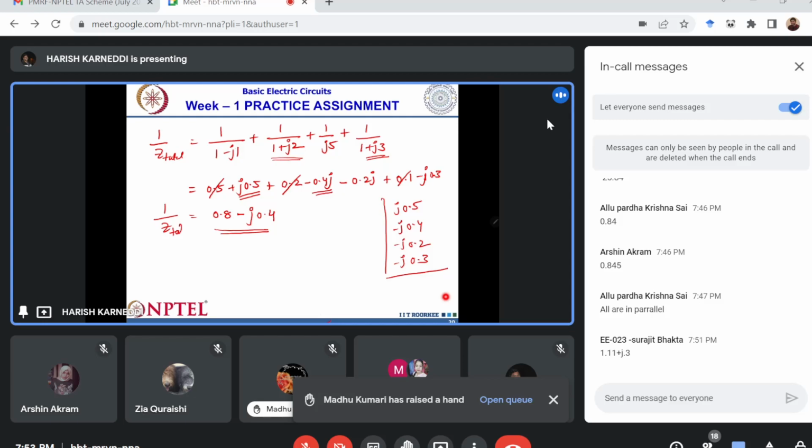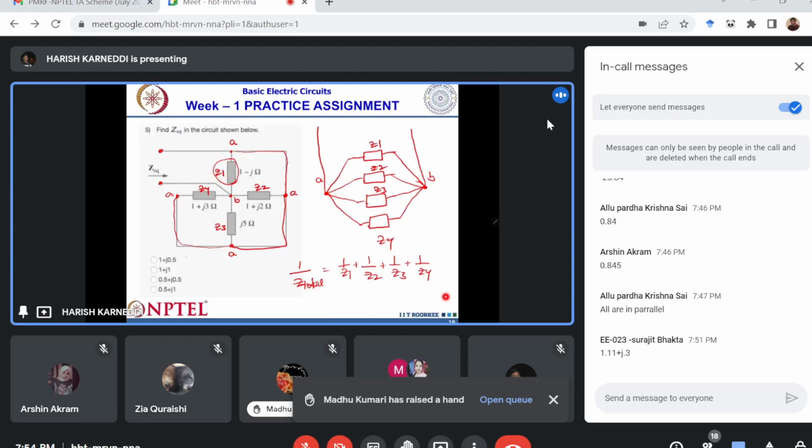But we want Z total. What is the Z total? 1 by (0.8 minus j0.4), which equals 1 plus 0.5j. 1 plus 0.5j, that is option 1. I hope this is clear. We are moving to the next one.